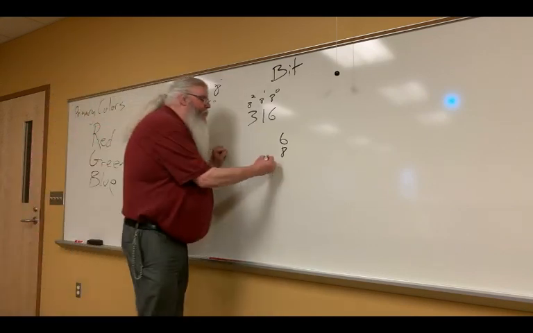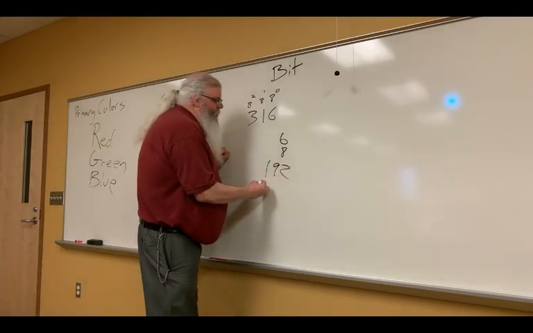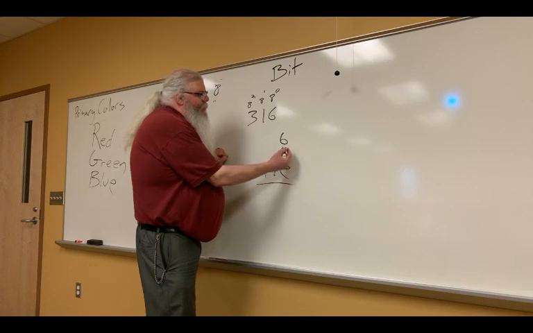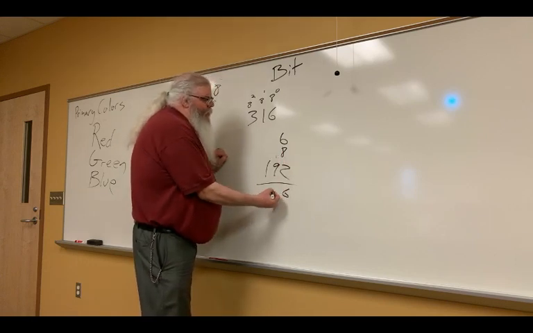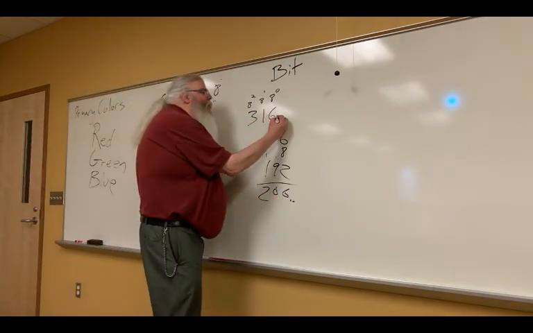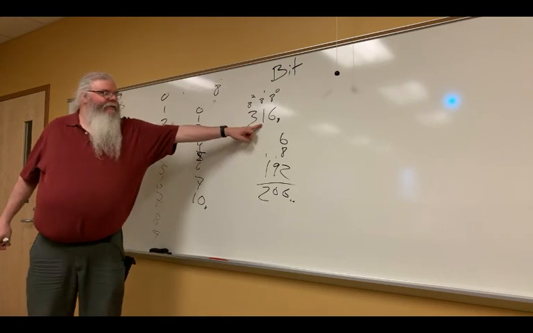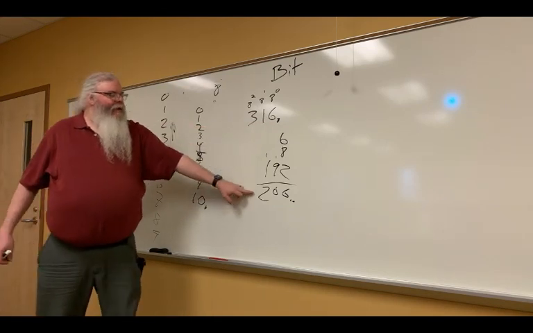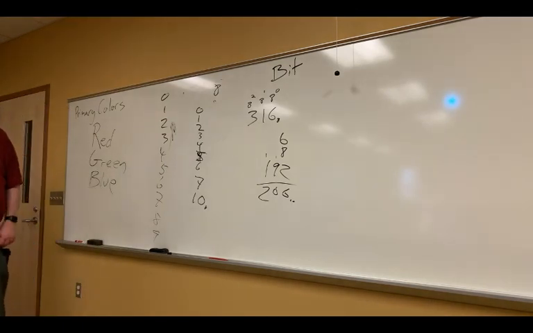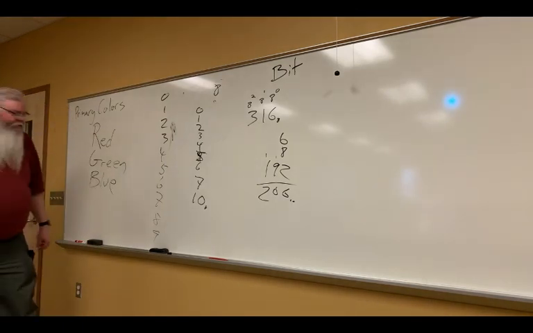64 times 3 is 192. If I'm wrong about any of this, tell me. But then I'm going to add them up together. 10, 16, carry the 1, 10, 206 in base 10. So 3, 1, 6 in base 8 is the same as 206 in base 10. And that's how we did the conversion.